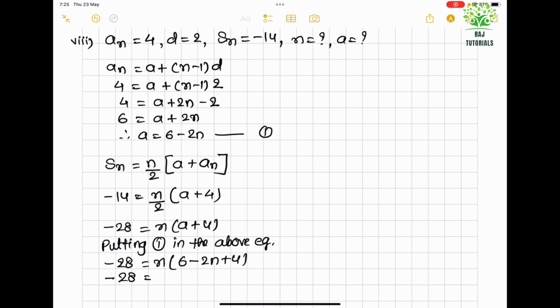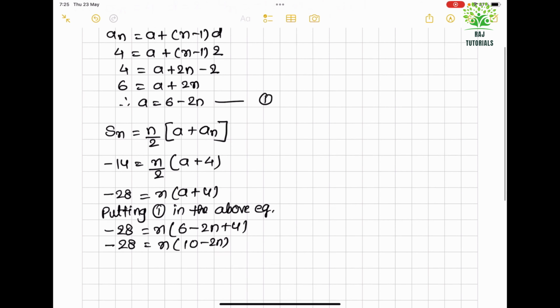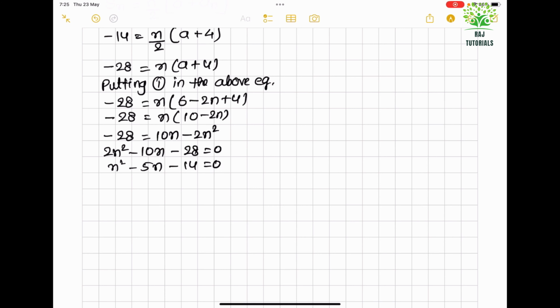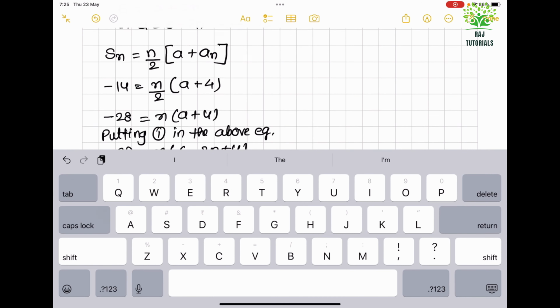So minus 28 equal to n into 10 minus 2n. So if I open the bracket, minus 28 equal to 10n minus 2n square. So I can say 2n square minus 10n minus 28 equal to 0. So dividing by 2, n square minus 5n minus 14 equal to 0. Find factors of minus 14 whose sum is minus 5.